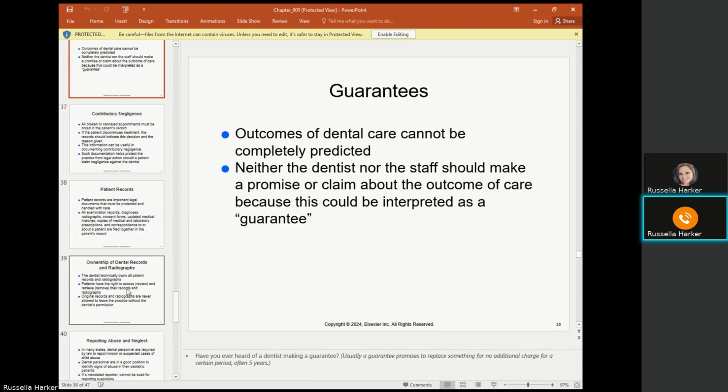When it comes to guarantees, no one should be giving a guarantee in the office. Outcomes of dental care cannot be completely predicted. We don't know how the tooth or the bone or the tissue will ultimately respond, so we can't promise or guarantee any kind of treatment outcome. Because if you make a promise or a claim about the outcome of care, it could be interpreted as a guarantee.